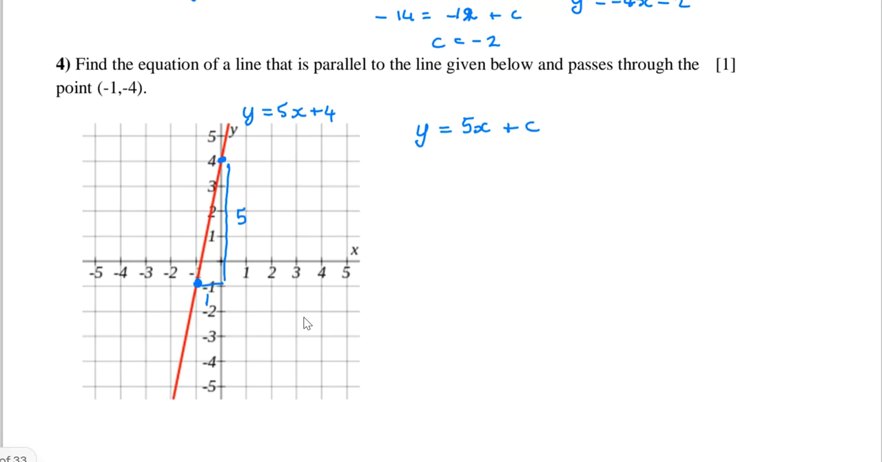But one that goes through (-1, -4). Again, we're doing the same thing every time. -4 equals 5 times -1 plus c. It's very repetitive. So c is just 1. So we've got y equals 5x plus 1.